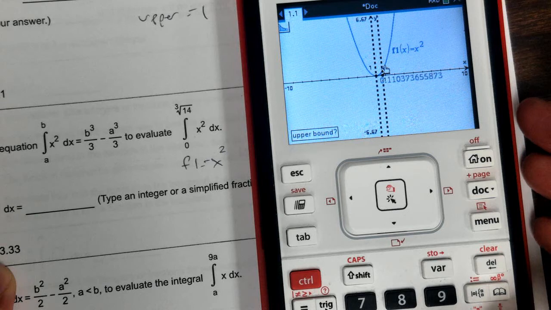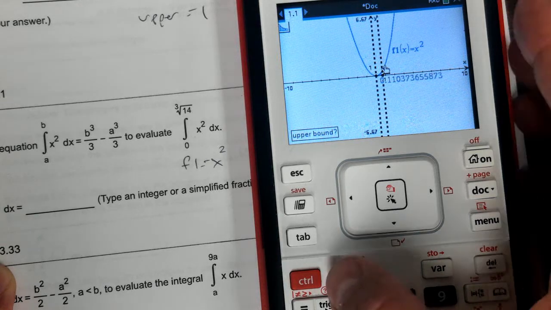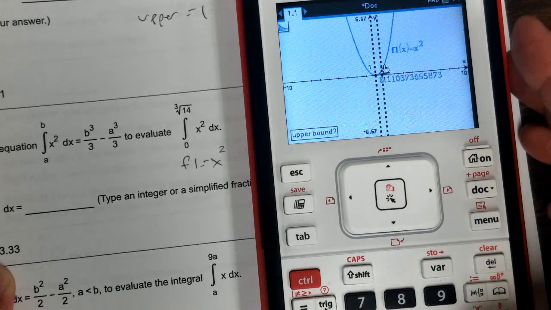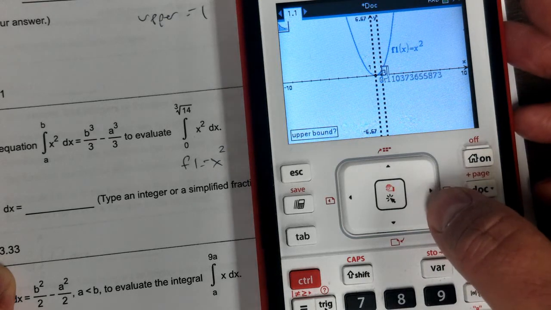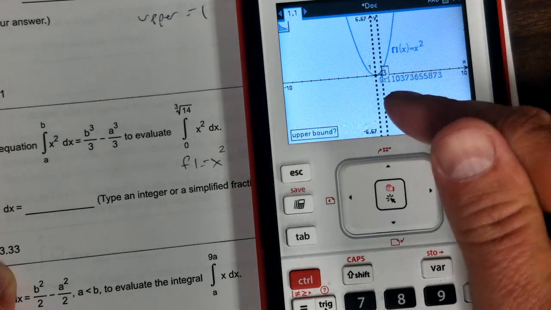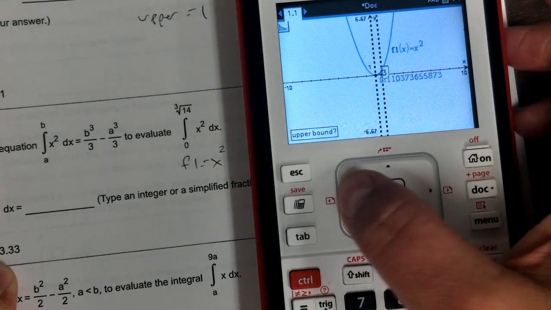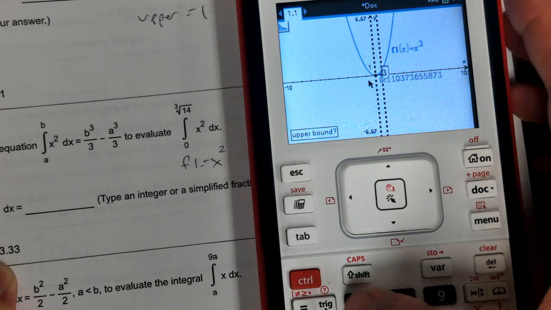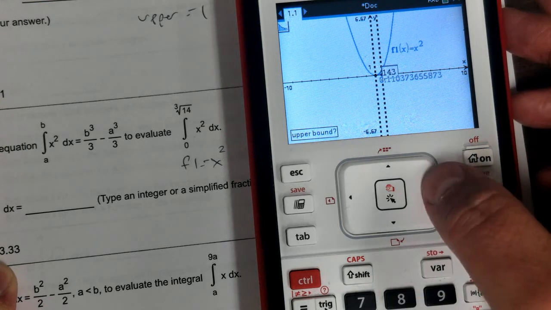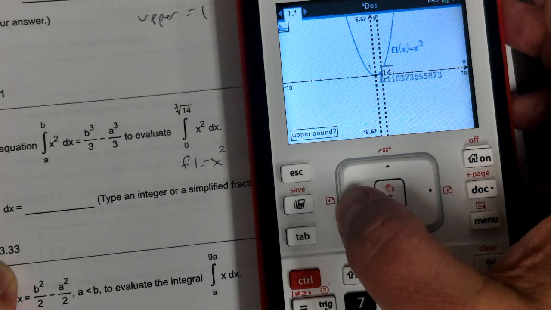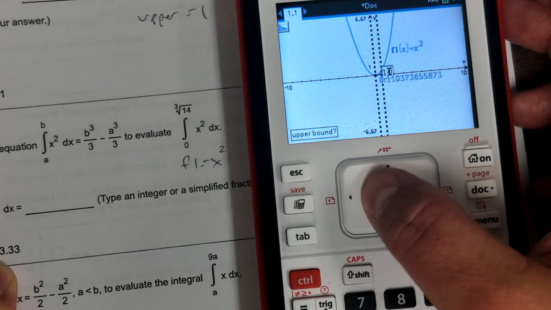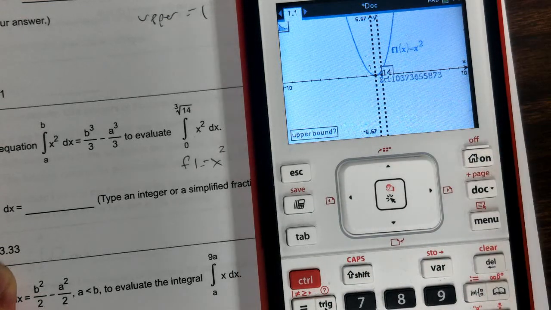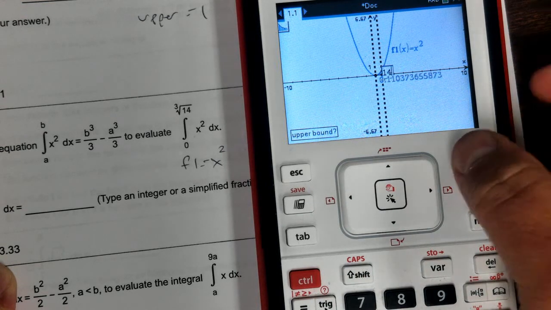0, and then the upper bound we need control up arrow, put a 3 here, and, well, it's the cube root of 14. Let's see if this is working right. Okay, so this one isn't working correct in the calculator. I could probably figure out how real quick.